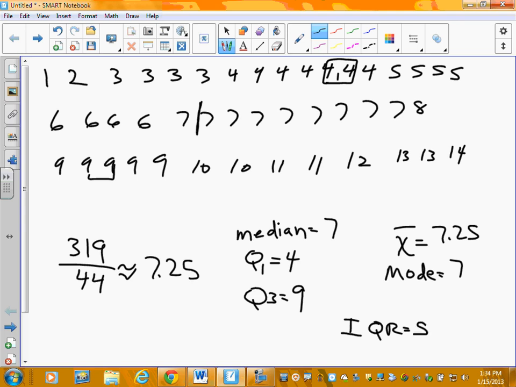I'm not going to do it right now because I want to go on to some other things today. But if I found the MAD, I would have to come up with 44 new numbers: 7.25 minus 1, 7.25 minus 2, 7.25 minus 3, and so on. Add all those totals together and find the average. I do the same thing.